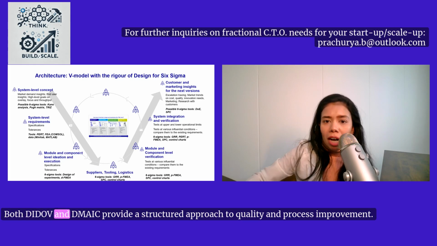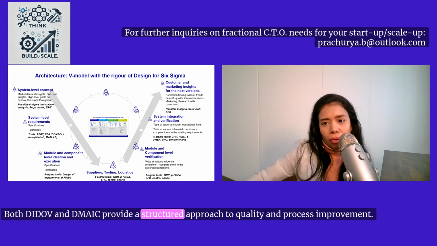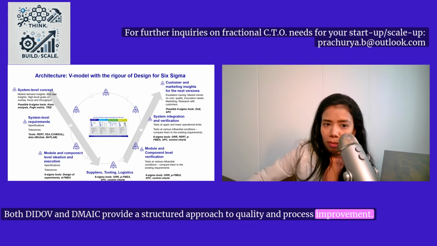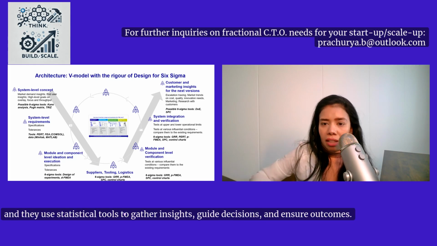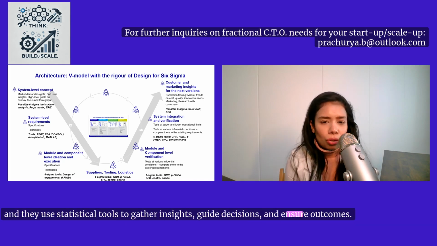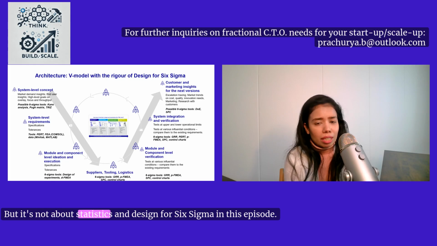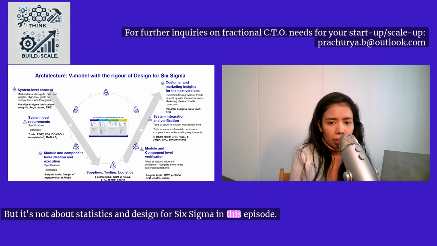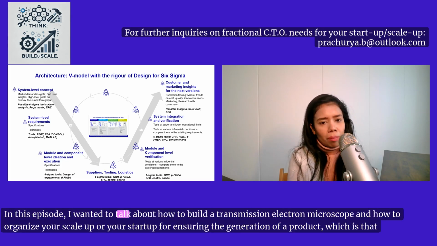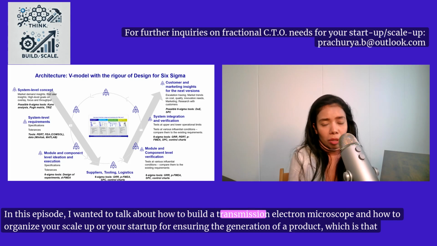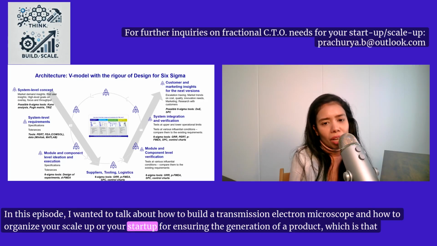Both DFSS and DMAIC provide a structured approach to quality and process improvement, and they use statistical tools to gather insights, guide decisions, and ensure outcomes. But it's not about statistics and design for Six Sigma in this episode. In this episode, I wanted to talk about how to build a transmission electron microscope, and how to organize your scale-up or your startup for ensuring the generation of a product which is that complex.